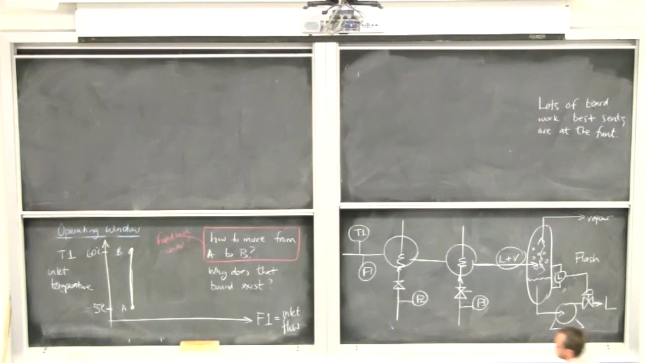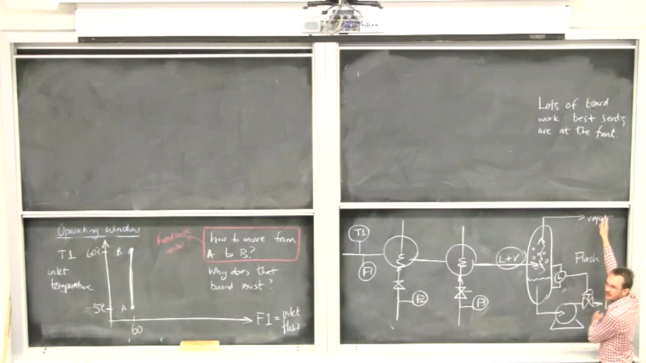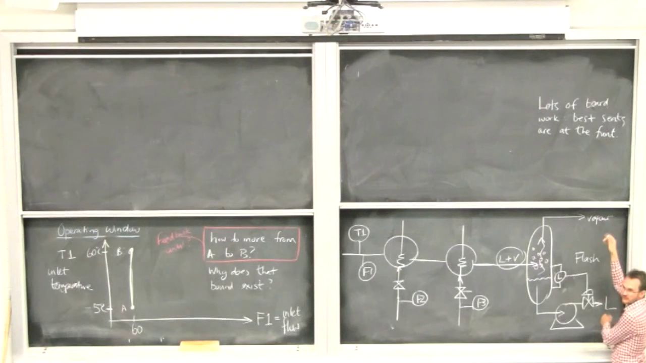Okay, let's start perhaps with the easier of the two questions. Why does that bound exist? This is maybe 60, I think in the notes it's 60, whatever the units of flow are. Why is there a lower bound? Why can't we go to lower flows? Risk of running the pump dry. We need to supply the vapor line and the liquid line with enough material for the downstream operation. So 60 is determined as a minimum flow below which you can't supply those needs anymore. Okay, so that's why we're at 60.